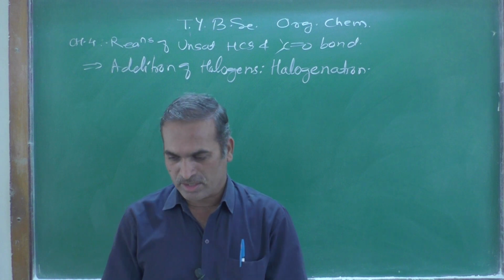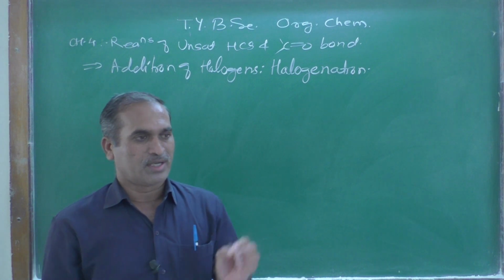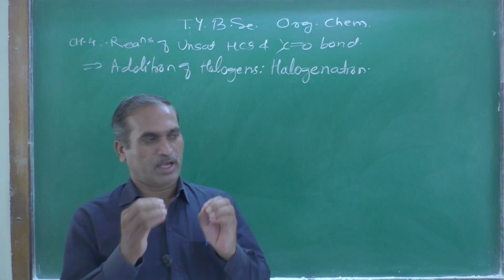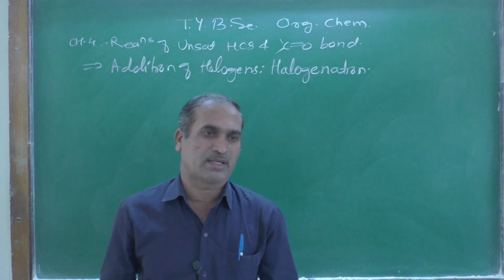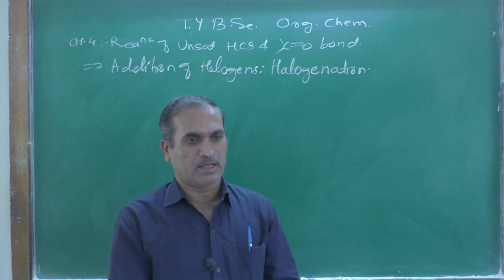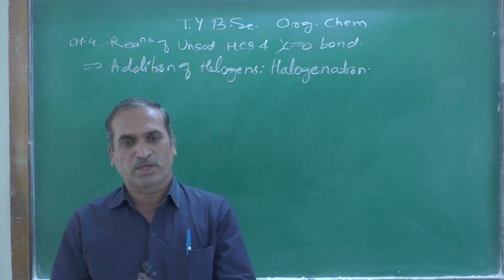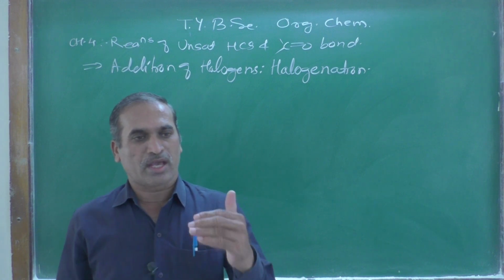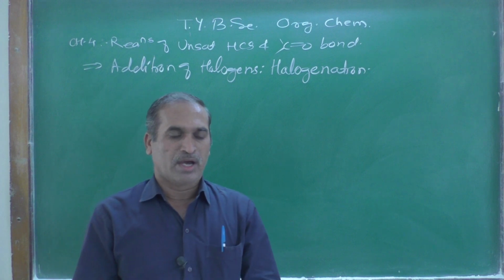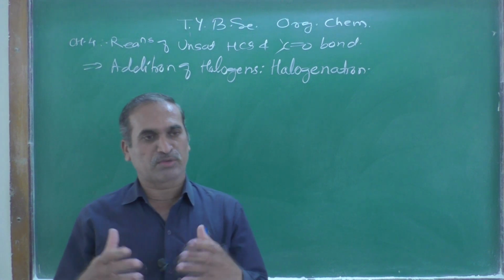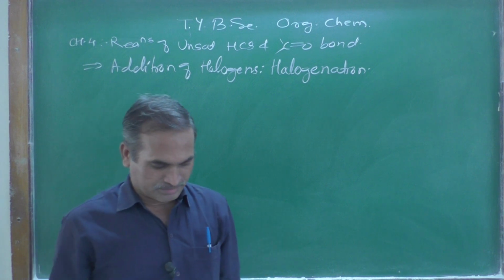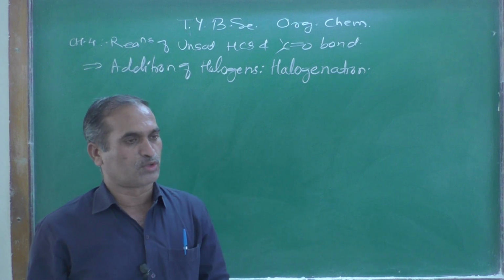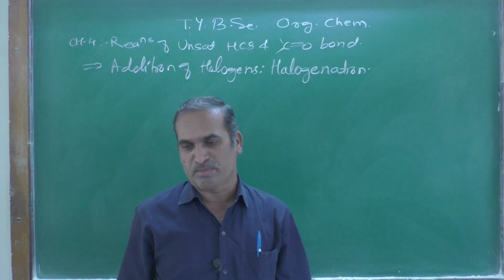What did we discuss yesterday? Yesterday we discussed anti-Markovnikov's addition, that is the peroxide effect. What is that effect? Let me repeat it again. In an addition reaction, the negative part of the addendum or reagent attaches to the carbon atom which carries more hydrogen atoms. A suitable example is propylene treated with hydrogen bromide in the presence of H2O2, which gives 1-bromopropane as a major product.